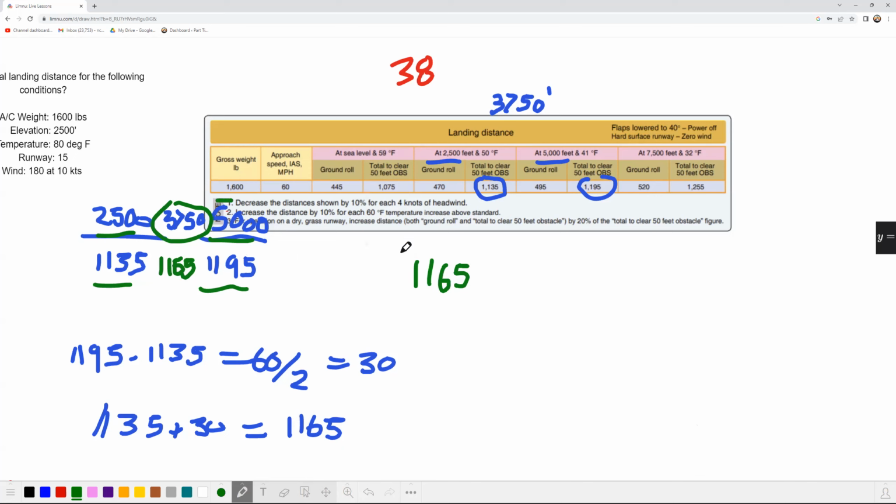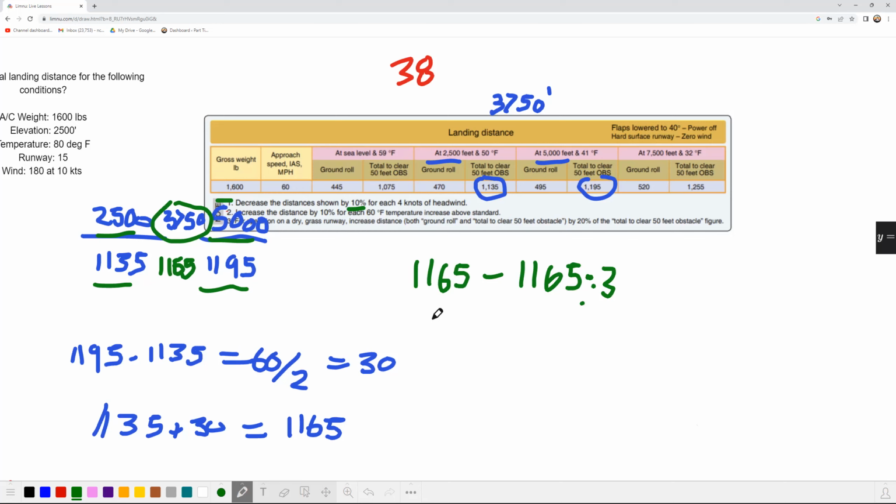So again, we want to use note number 1, which says decrease the distance driven by 10% for each 4 knots. We have 12 knots. So that's 3 times as many knots as 4 knots, so we want to do 3 times as many for this value. Instead of 10%, we want to do 30%. So we're going to decrease 1165 by 30%. Mathematically, 30% is just 0.3, so we want to multiply 1165 by 0.3 and then subtract that number from 1165.